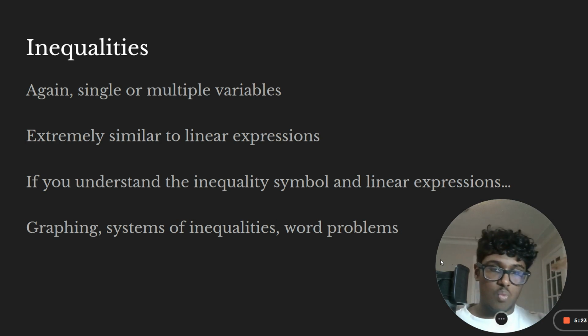You know what the symbols are and what they mean and how that interacts with the equation. So a full mastery of linear expressions is going to get you a full mastery of inequalities because it's the same thing, right? You get single and multiple variables.